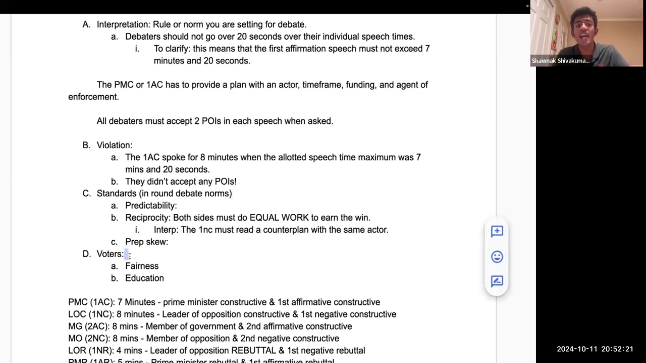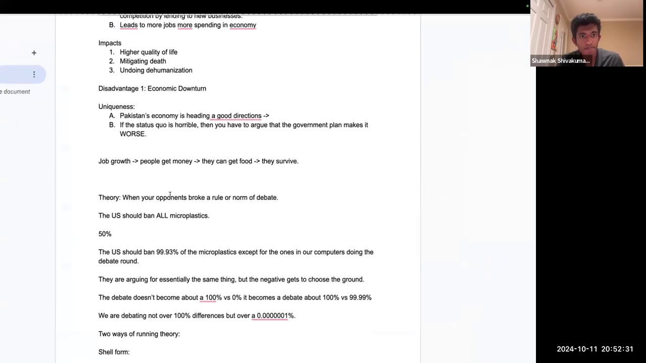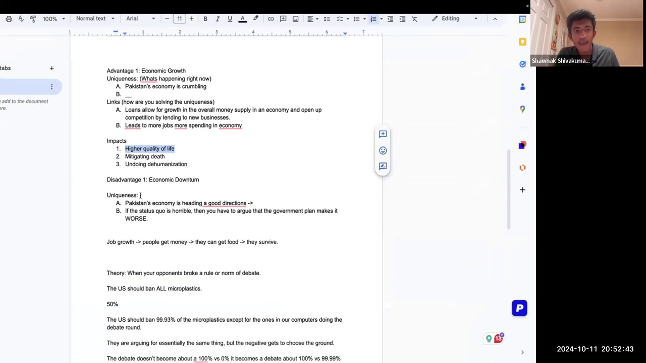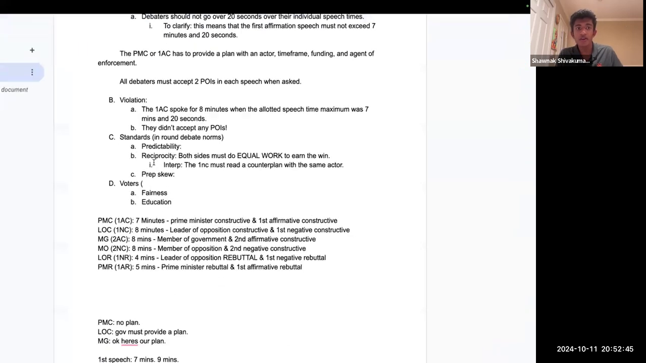But what does that actually lead to? Once again, it's like impact and terminal impact, right? So if I go back here, it's like saying the standard is like job growth. But why do I care about job growth? I care about it because they survive. I care about it because there's a higher quality of life. That's the same thing here.